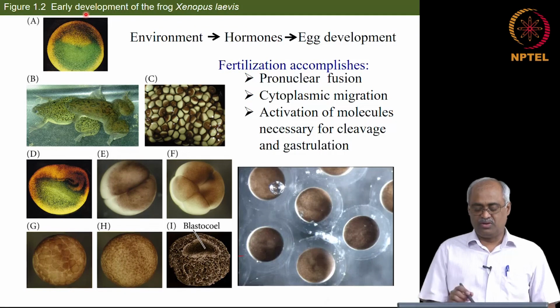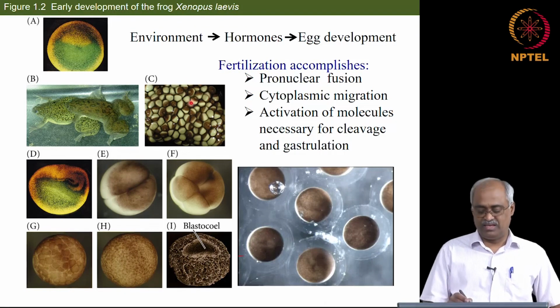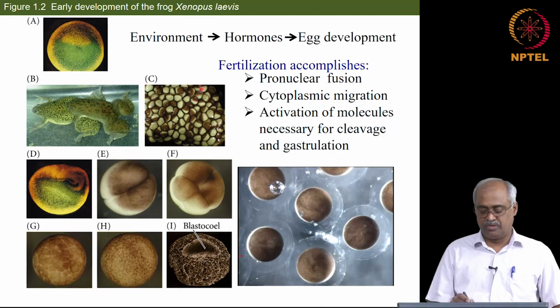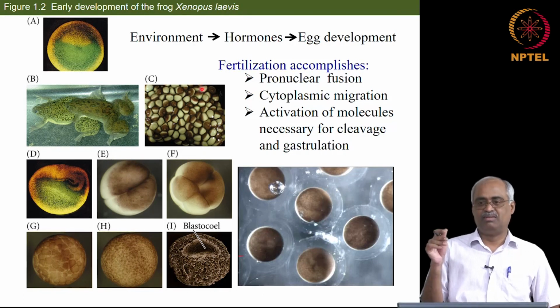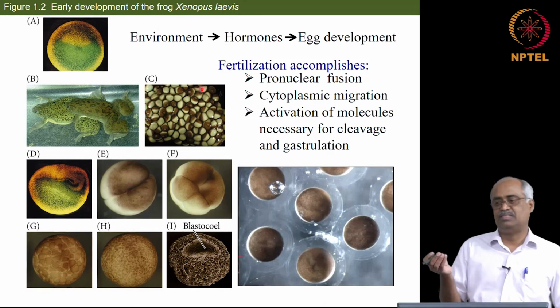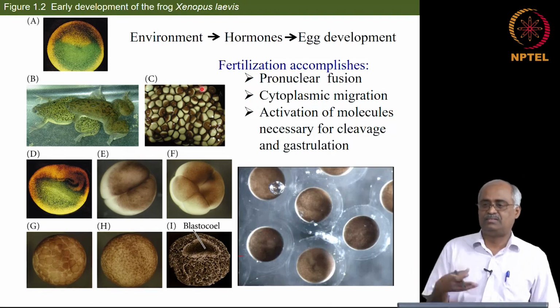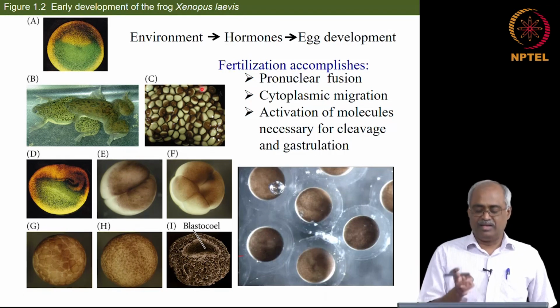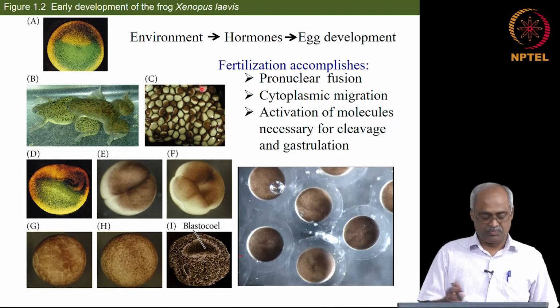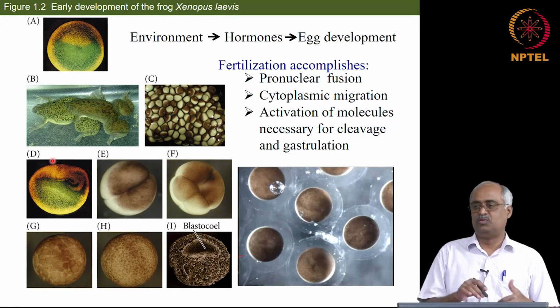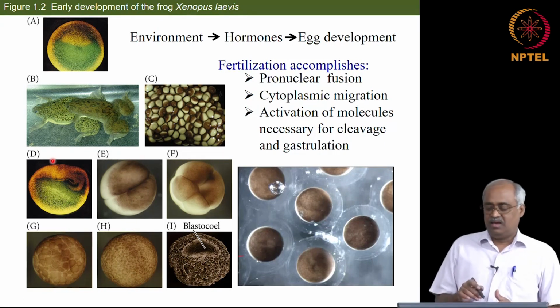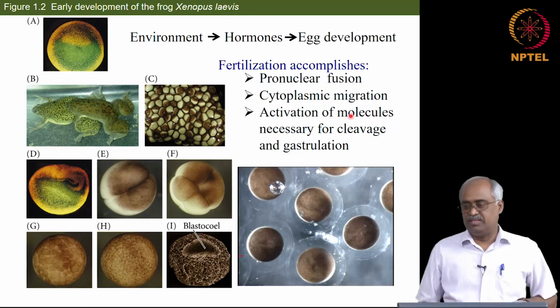And in frog you have actually pigments. If you see this figure C where I am pointing out, the brown thing is the animal hemisphere. You have a clear pigment that marks, and that this is one of the reasons why people select certain embryos for study, because natural pigments help you to follow what happens. And if you see figure D, you will see that if you compare with the A and D, you see the cytoplasmic rearrangement. And this also leads to activation of molecules.